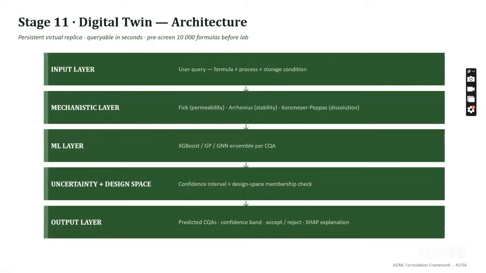In normal DOE experiments, you will do 10 or 20 per day, or 30, 40 if you have a good team. Here, 10,000 formulas at a stretch you can check with your AI/ML model. Input layer: user query, formula, process, storage condition. Mechanistic layer will be fixed: permeability, Arrhenius stability, Noyes-Whitney dissolution. ML layer: XGBoost, GP, GNN, ensemble per CQA. Uncertainty and design space: confidence interval, design space membership check. Output: predicted CQA, quality attributes.